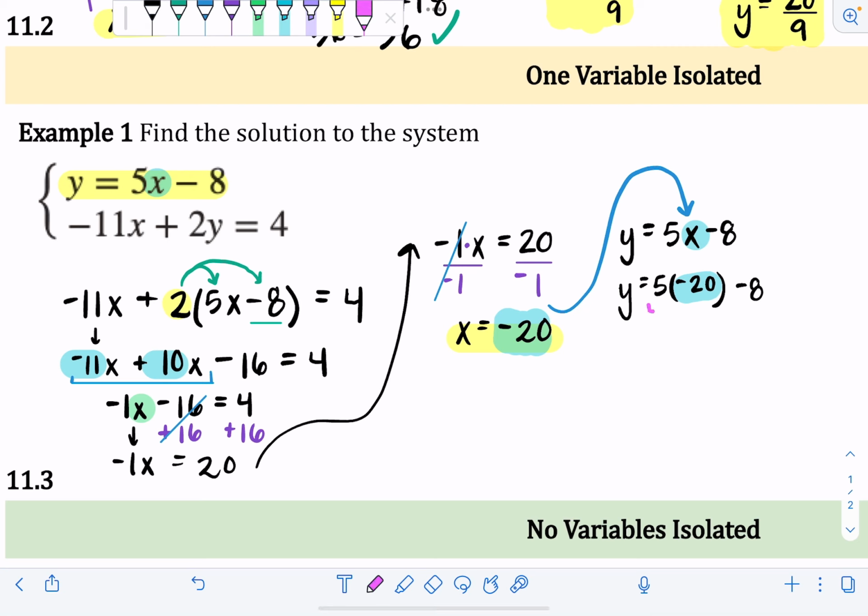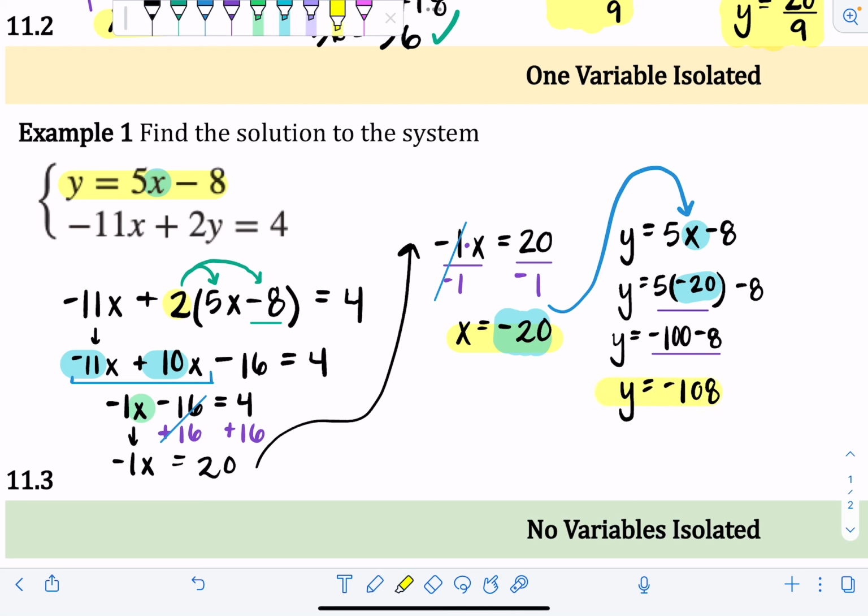I just want to simplify this whole side of the equation. So it'd be PEMDAS or GEMS, depending on how you remember order of operations. So multiplication before subtraction, so I'll multiply those. So y equals 5 times negative 20, which is negative 100, and then minus 8. Now I can go ahead and subtract these two. Negative 100 minus 8 is negative 108. So y equals negative 108.